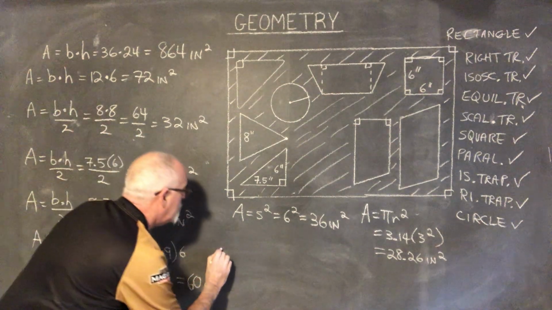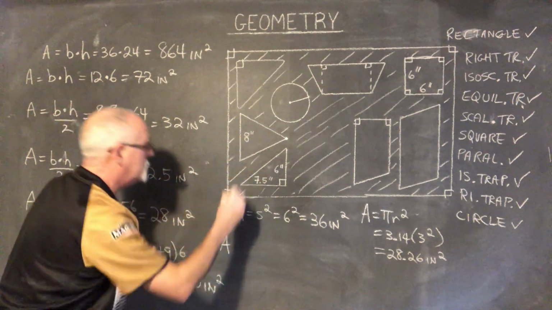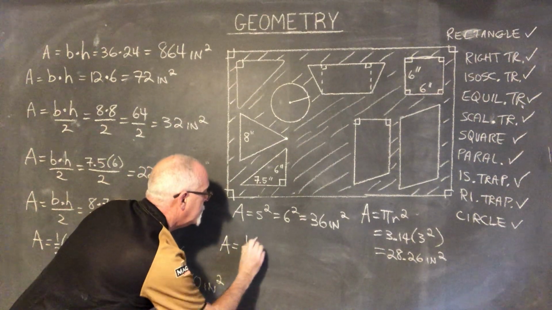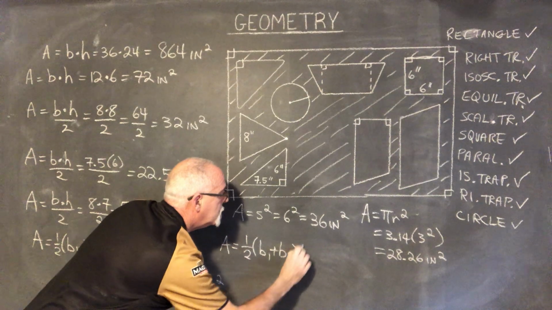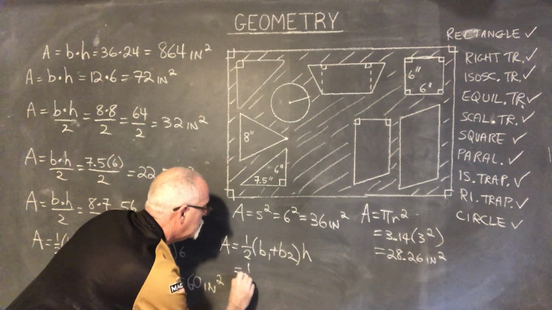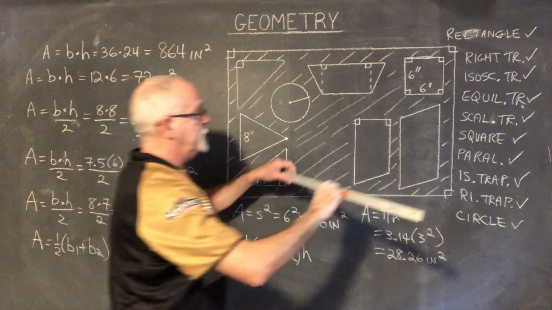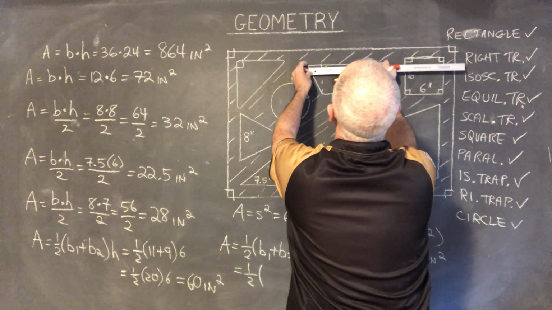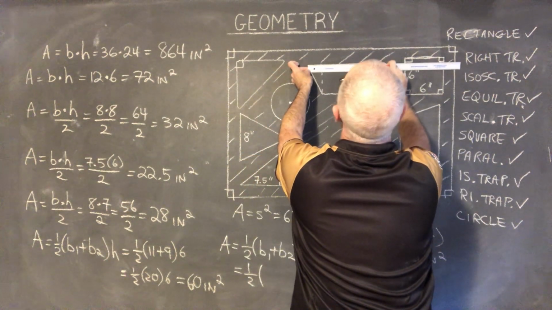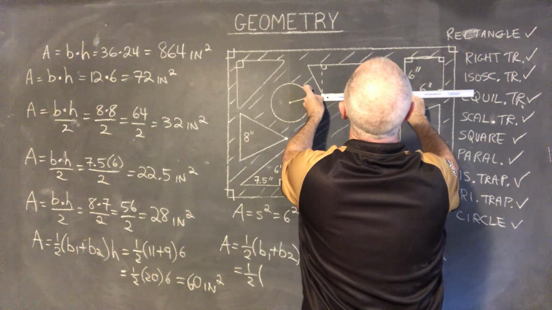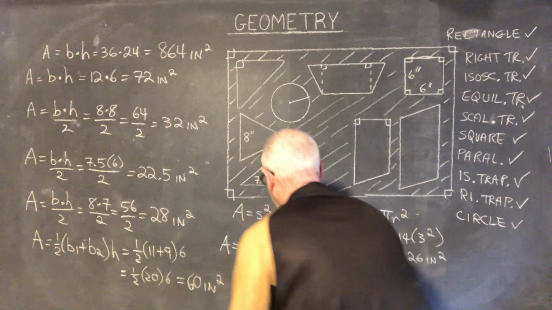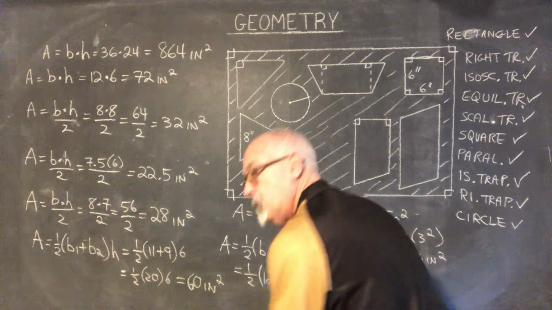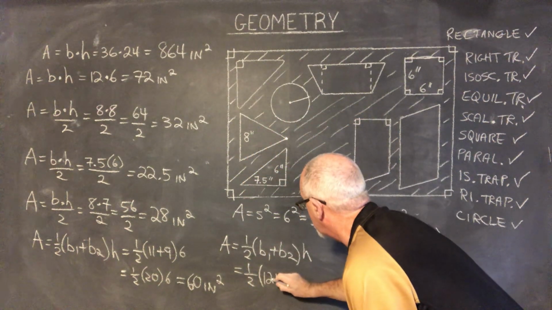Okay, area of the other trapezoid, that's the isosceles. 1/2 B1 plus B2 times H equals 1/2. Have to measure. 12 inches, 8 inches, and the height is 5. 12, am I in the way, plus 8.